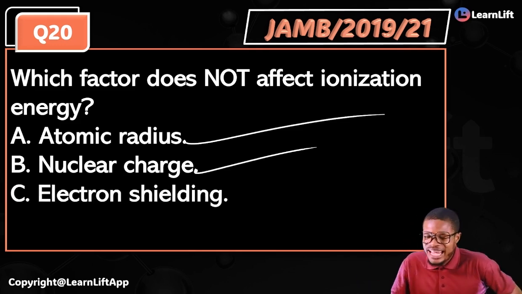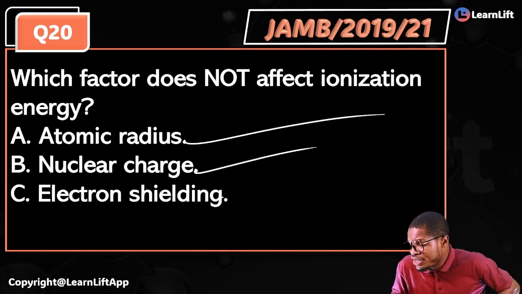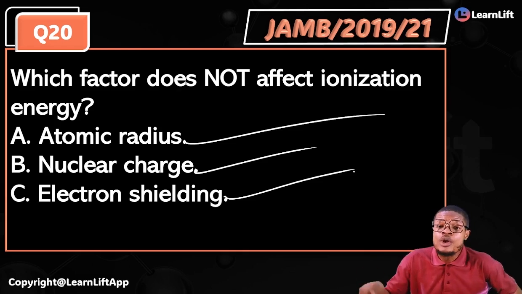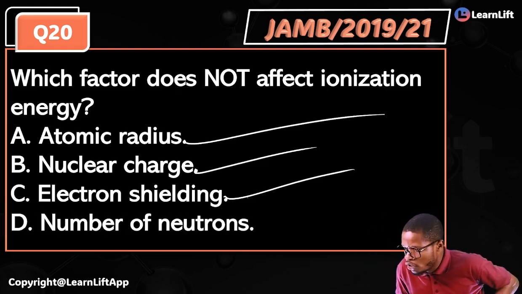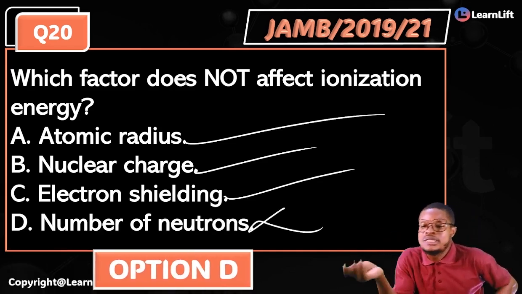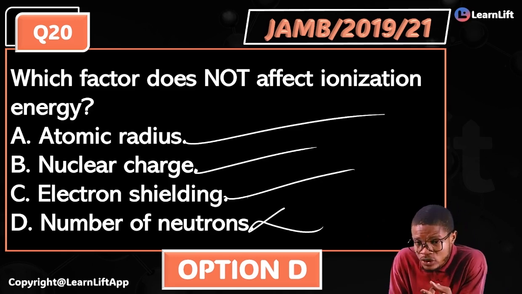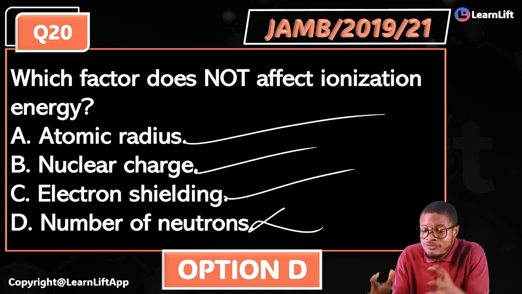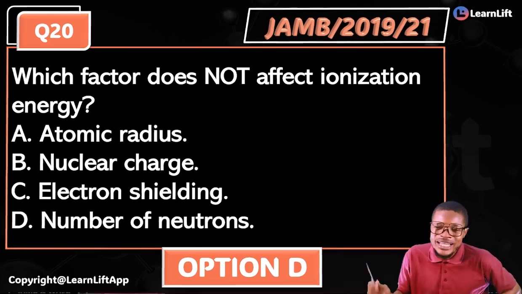Option C says your electron shielding. That's your shielding or your screening effect. It will affect ionization energy. Electron configuration will also affect ionization energy. Option D says number of neutrons. No, number of neutrons will not affect. Option D becomes the correct answer. Now I gave you 3 factors that affect ionization energy. If you get this and you are very, very sure you understand this to the core, my dear, get out. You too much. Please, I beg you.